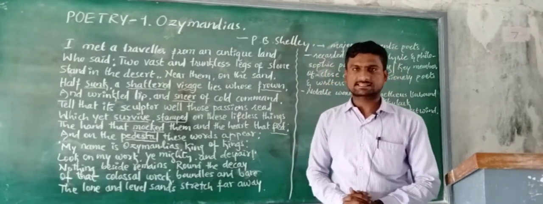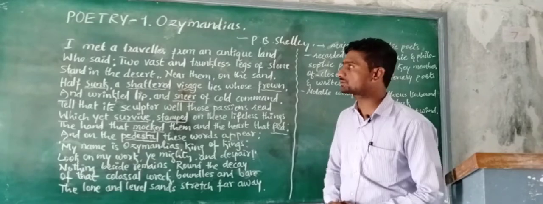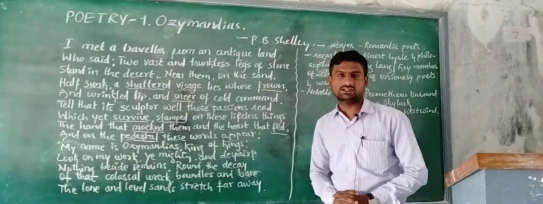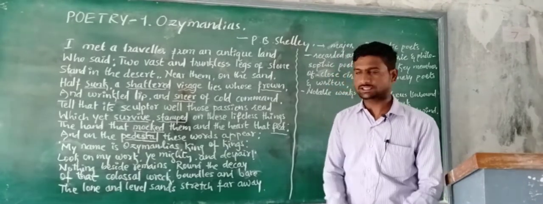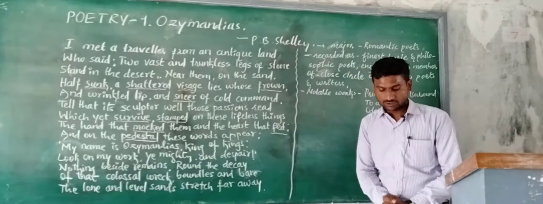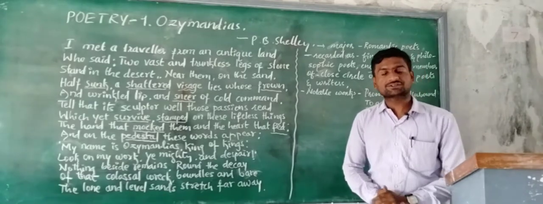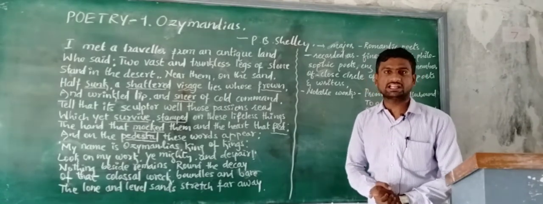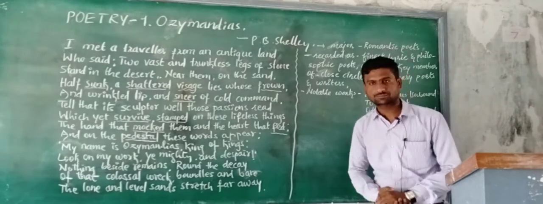Today in this class I am going to discuss with you the first poetry of your English textbook, that is Ozymandias, written by P.B. Shelley. Let me introduce the poet P.B. Shelley in front of you right now.